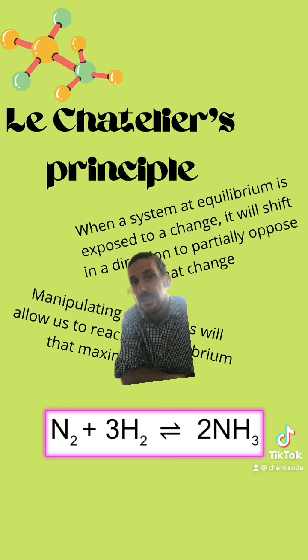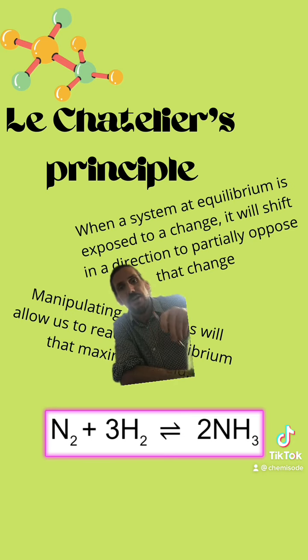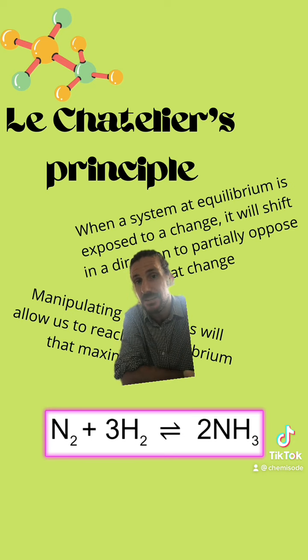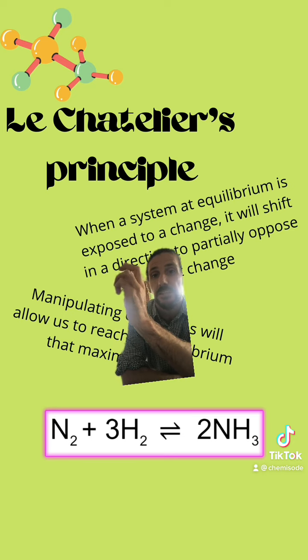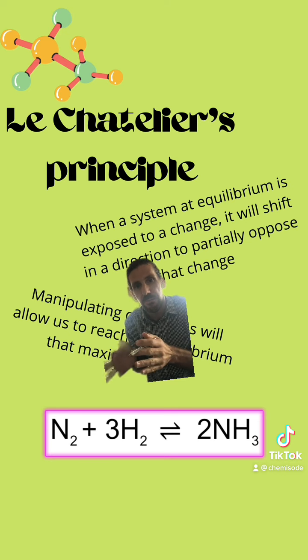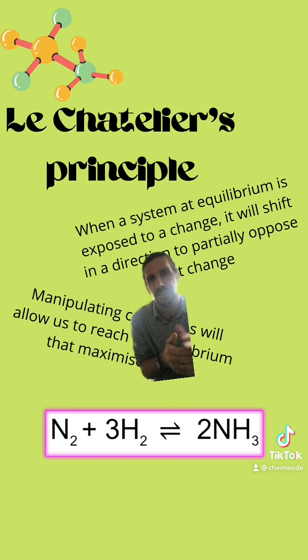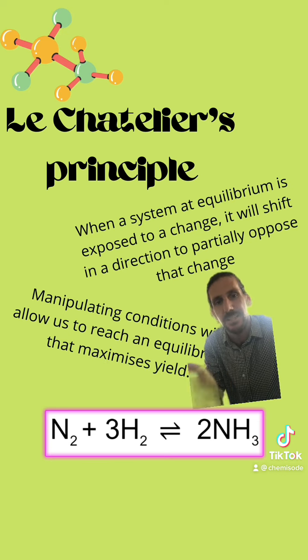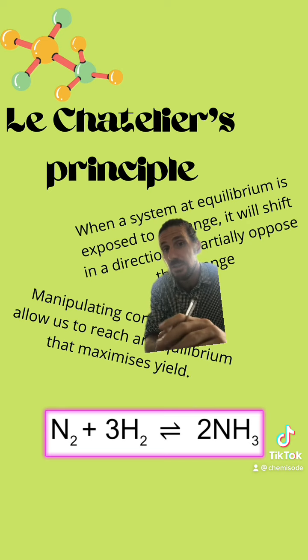This process involves reacting nitrogen and hydrogen to produce ammonia. And if I owned an ammonia factory, what I would want is as much ammonia as possible. So therefore, what I need to do is use Le Chatelier's principle to try and push the equilibrium to the side of my products. And that way, I would maximize yield. There are a number of things we can do to change equilibrium, and I'm going to go through a couple of those in this video.